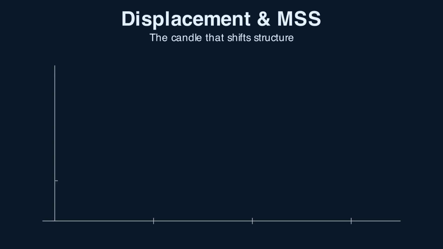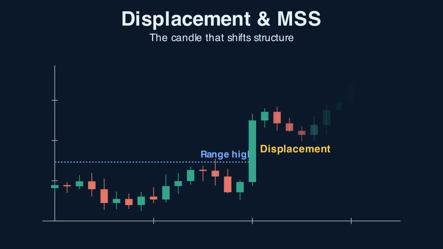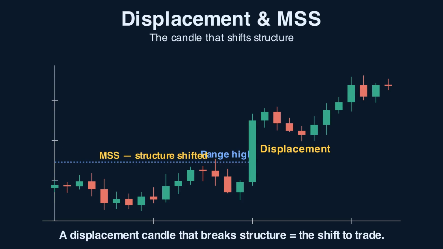Stage 3, execution. Do not chase the displacement candle. That's how you get a terrible entry. Instead, wait for the retracement back into the fair value gap or the order block that the displacement left behind and enter there. It's the same precision entry mechanism. You let price come back to you at the inefficiency created by the reversal. The market swept the liquidity, shifted structure, and handed you a discounted entry into the new direction. Patience here is the entire trade.